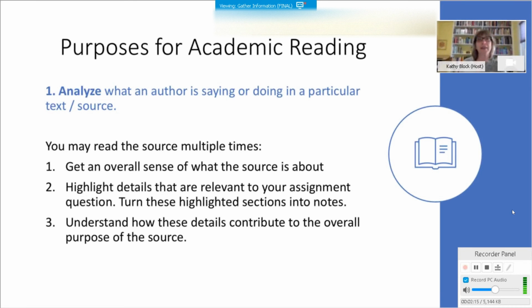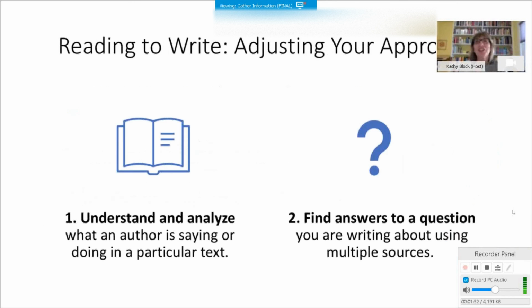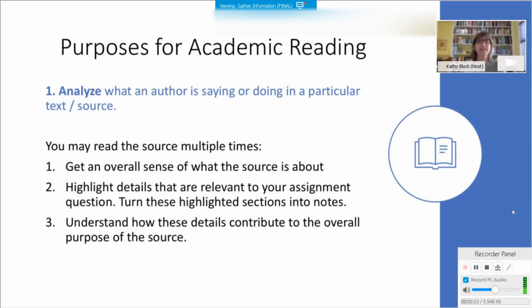Let's look more closely at that first point where you're asked to analyze what an author is saying or doing in one particular text. This is sometimes the case with assignments in first-year history courses, where you might write about the significance of one document, such as a historical letter or journal entry. It could also be the case in first-year English courses, where you might look at how a theme or a device works in a novel or a short story. This is the case in many other disciplines as well, that you might be asked to look at one source in depth.